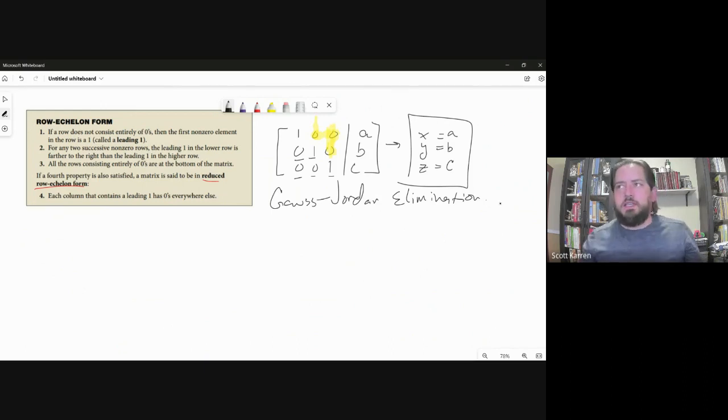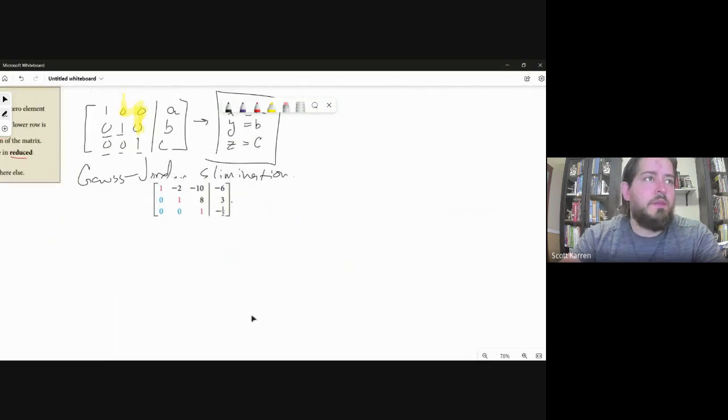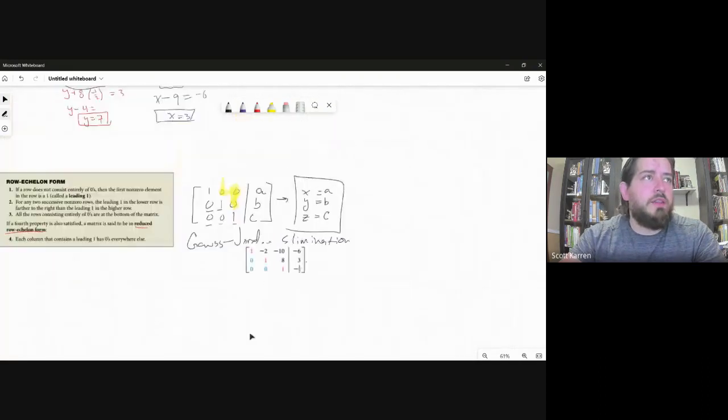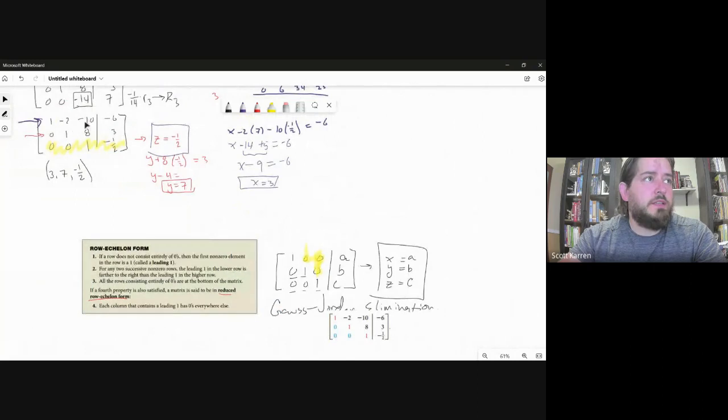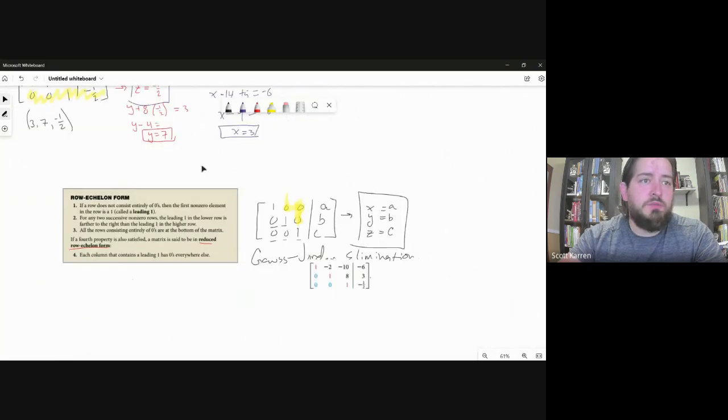A lot of people find it easy, if you're doing Gaussian elimination, just to go all in and do the Gauss-Jordan elimination from the get-go. So let's do the same matrix that we just did. Still this, so we don't have to scroll back up. But using that elimination method, we got to this matrix, which is this.